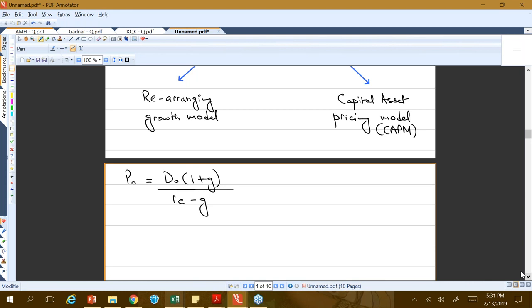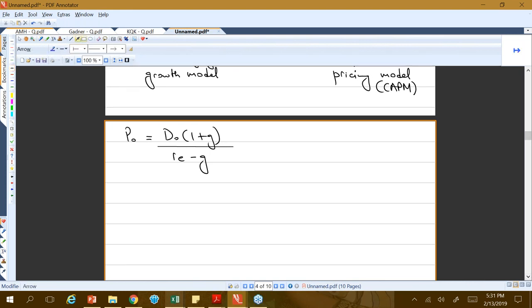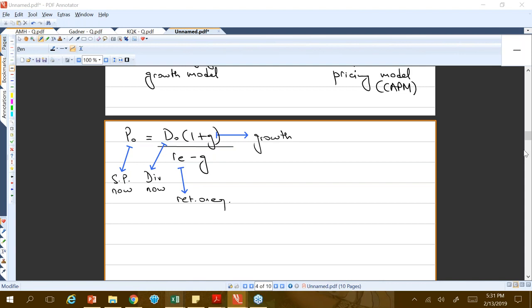Now, what we have here is a few things. This is the share price, this is the dividends, this is the growth rate, and this is the return on equity. Share price now, dividends now, return on equity, and the growth. So there are 4 things here in this growth model calculation.